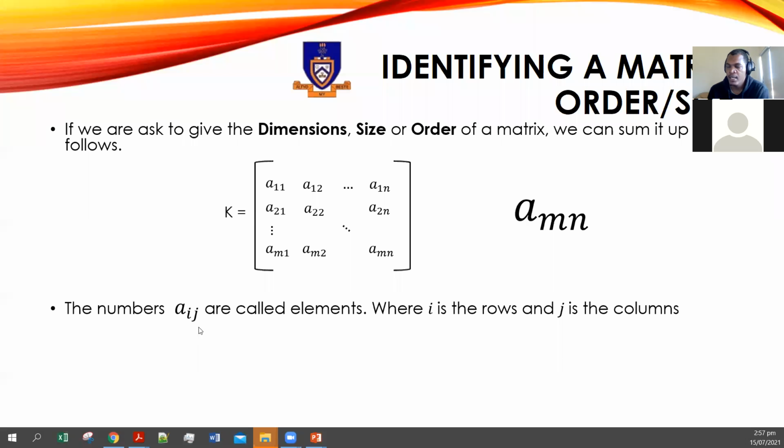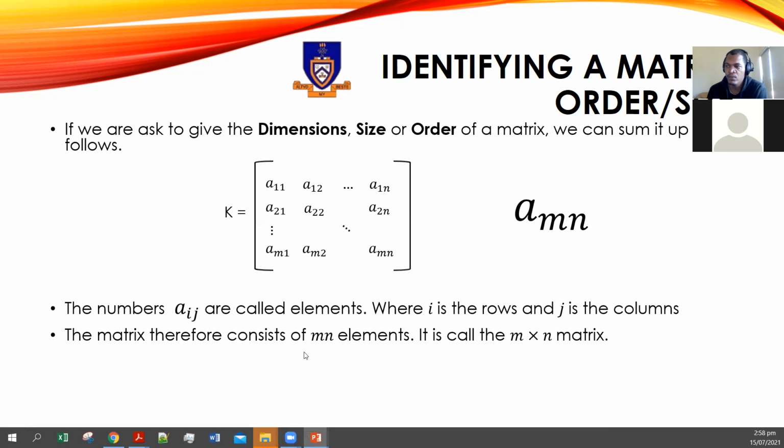So the numbers A_IJ are called elements. Like we did with sets, we now call them elements. So these are elements that are in these positions, right? So A11 is an element that belongs to K, okay? So A11 is an element of K, and so forth until we get all of those ones. All of them are elements of K. And so sets are also coming back here as well. So the matrix therefore consists of MN elements, and it's called an M by N matrix.